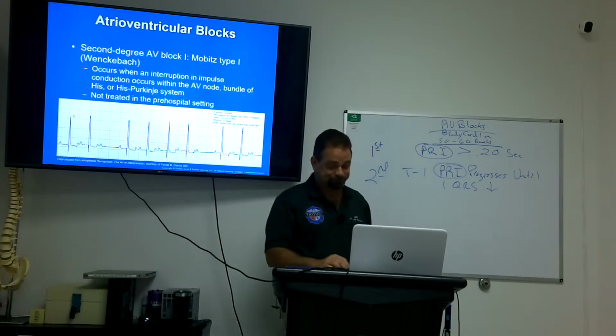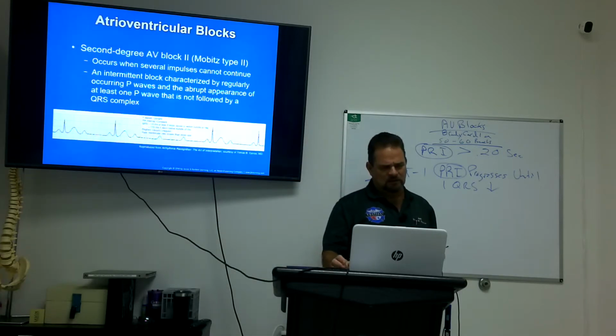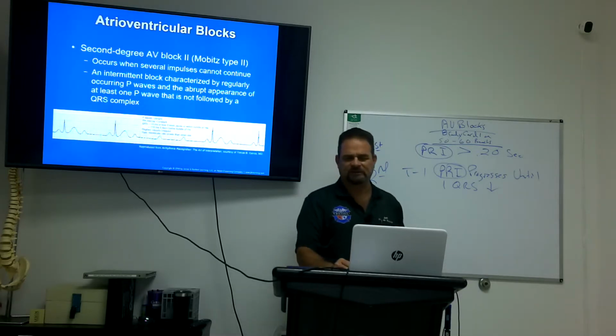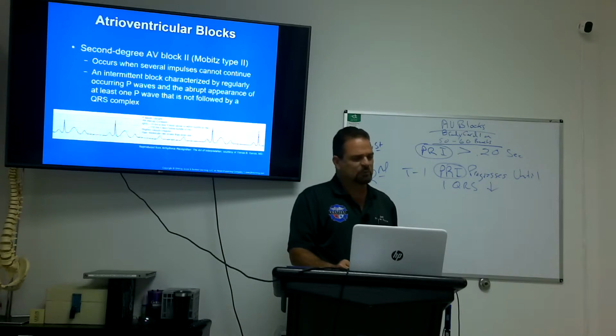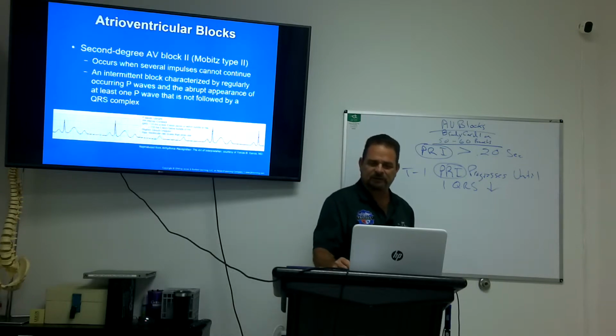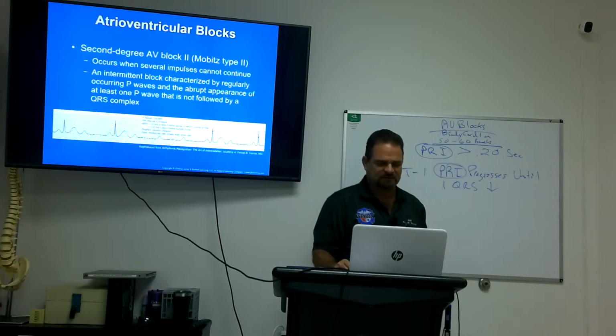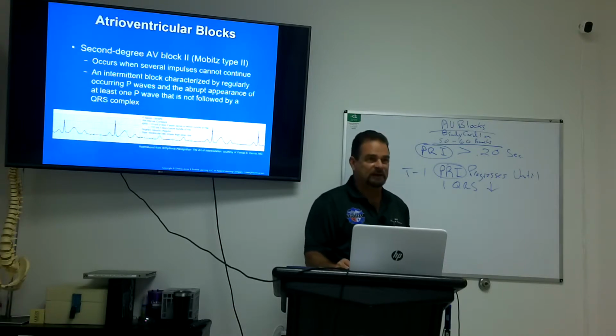Now, second degree type 2, also called a Mobitz type 2, second degree AV block. It is more serious than the second degree AV block type 1. Its impaired conduction occurs at the bundle of His or more commonly in the bundle branches. An intermittent block is characterized by regularly occurring P waves and then an abrupt appearance of at least one P wave that is not followed by a QRS, but most commonly it's more than one.